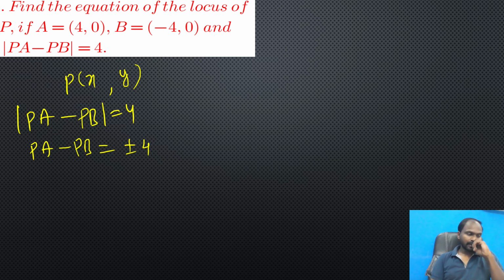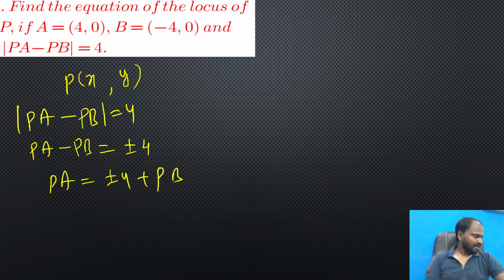So how can we do it? When they have given plus or minus 4, we can move the minus PB to the other side. You will get PA is equal to what? Plus or minus 4 plus PB. We can write like this now. So after writing like this, then what are we going to do?